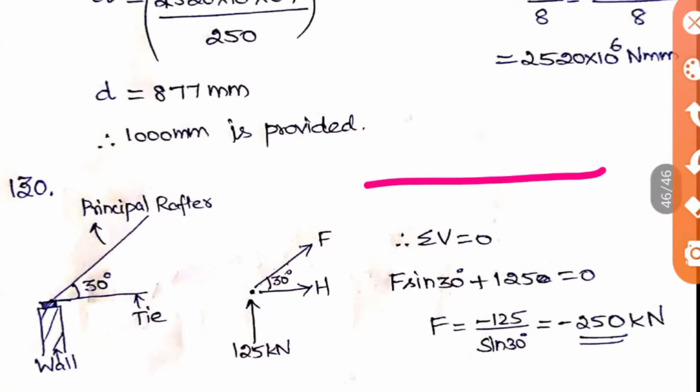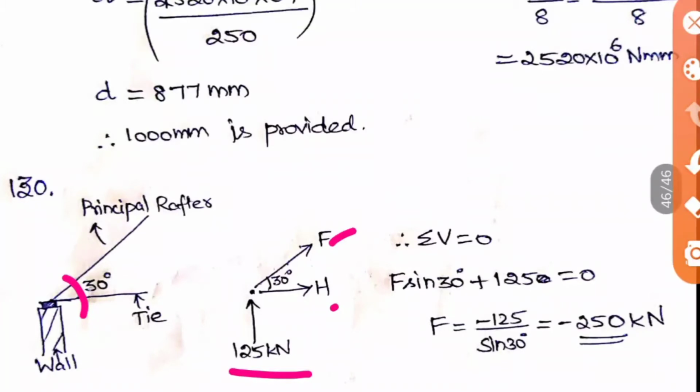Okay. So here we are taking this as principal rafter and this is tie, and it is placed on a bearing which is mounted on a wall. So that also we have drawn here, a bearing and a wall, and the angle is given as 30 degrees. So I have taken 30 degrees here. That's all. The reaction at the bearing is 125 kilonewton, and we can take this as F and this as H.